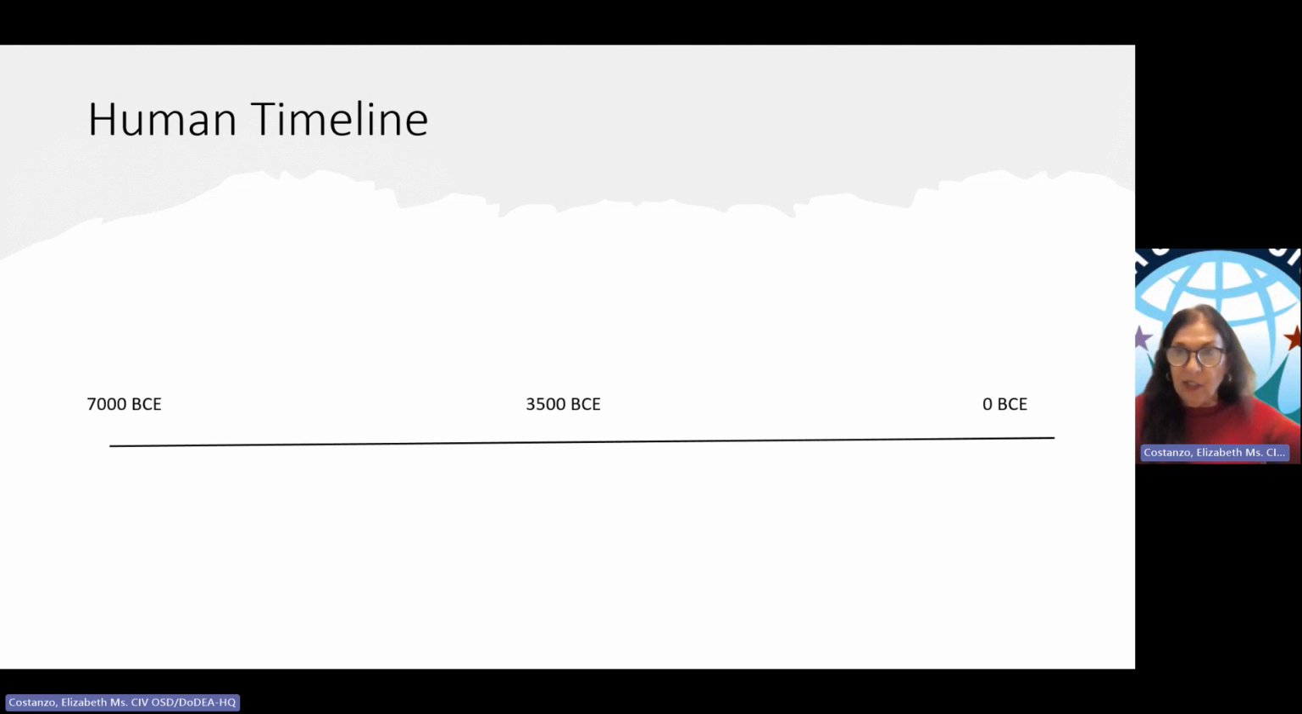So each group, starting at 7,000 BCE, will work their way down the timeline to the most recent date, which I believe is 450 BCE. I'm not positive, but I think it's around there. So they're going to read off their things and think about what's challenging.